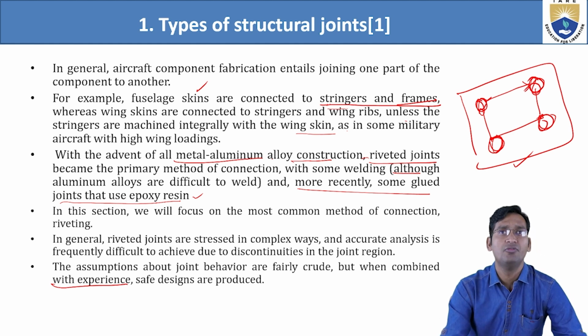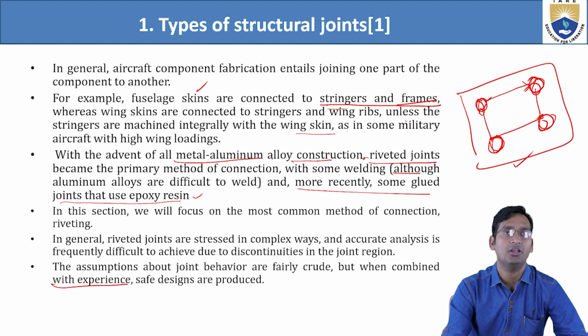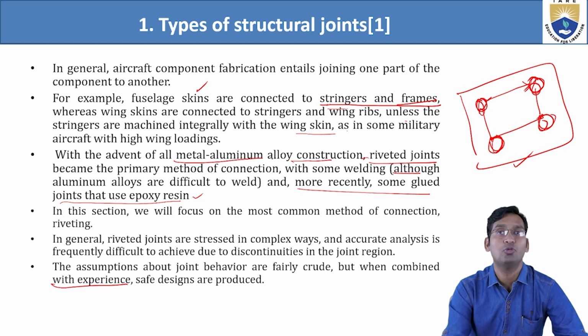In this section, we will focus on the most common method of connection, that is riveting. In general, riveted joints are stressed in complex ways, and accurate analysis is frequently difficult to achieve due to discontinuities in the joint region. Riveted joints are stressed in a more complex way.